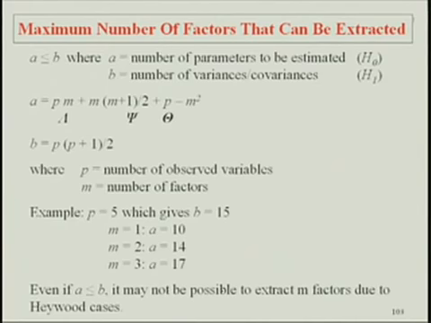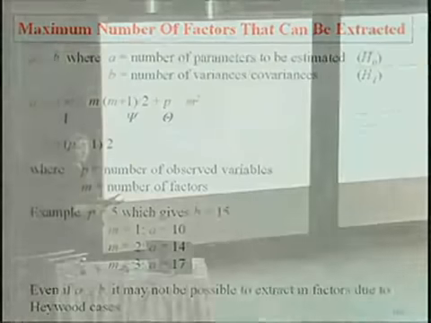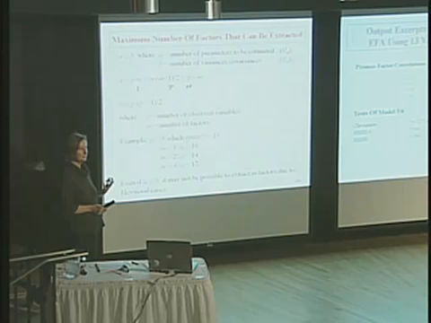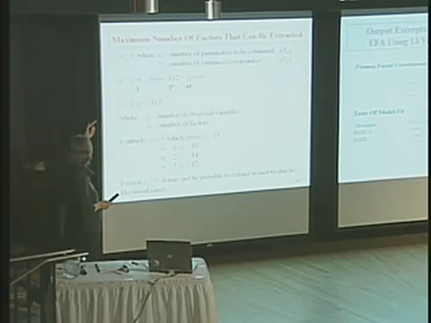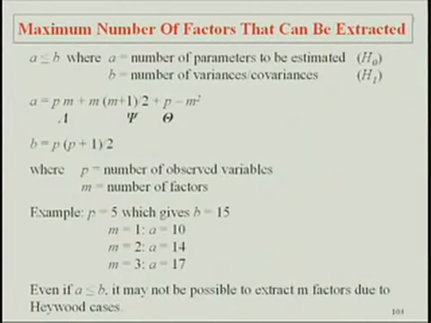Now here's a page which I think I won't go over, just briefly, but you can't necessarily extract as many factors out of a set of data as you want. There's a limitation. A has to be less than or equal to B, where A is the number of parameters that are estimated, and B is the number of sample statistics, correlations, variances, covariances in your data set. So A needs to be less than or equal to B, and I give an example below that which you can, I think, work through.